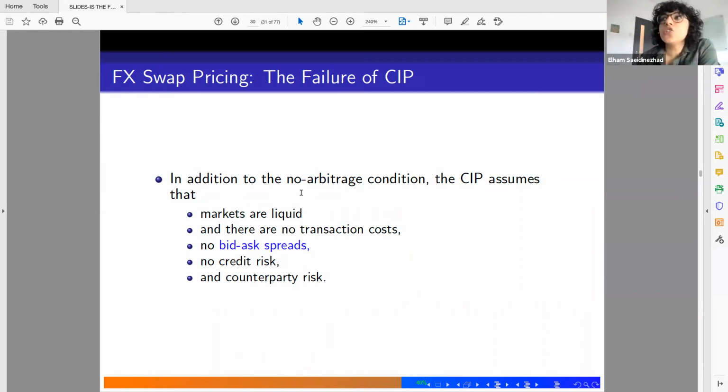So in order to understand why those factors matter, I want us to review something very fundamental about CIP, which is basically the assumptions behind covered interest parity. The first assumption is that markets are liquid and there are no transaction costs. There are no bid-ask spreads, which is the spread that the dealers charge. So basically this market assumes that there is no dealer because there is no spread. It also assumes that there is no credit risk and no counterparty risk.